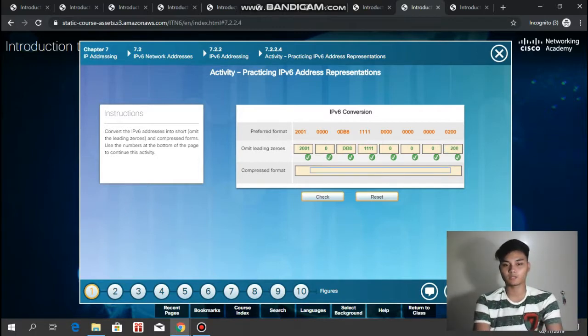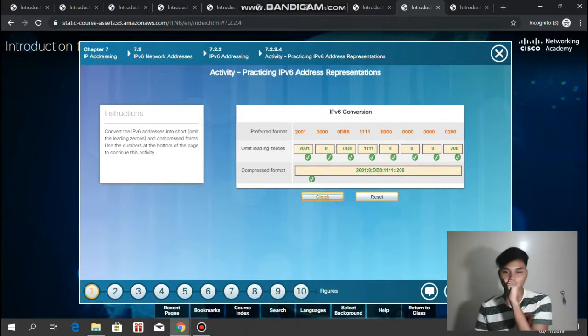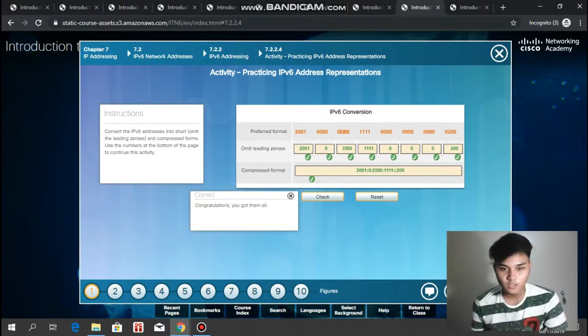So I will answer this compressed format. You have to copy the omit leading zeros, but not all zeros will be copied. So I will show you how to answer this compressed format. We have 2001, we have 0, and DB8, 1111, we have 41, and 200. So let's check. Congratulations, you got them all.